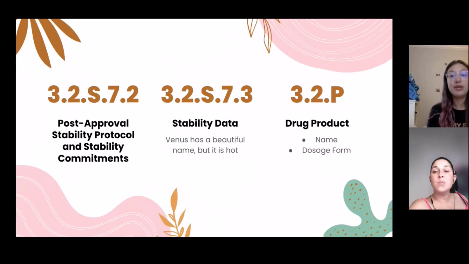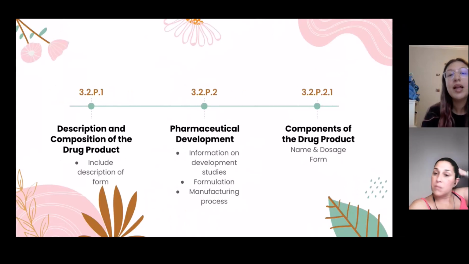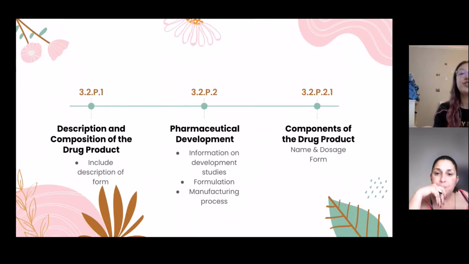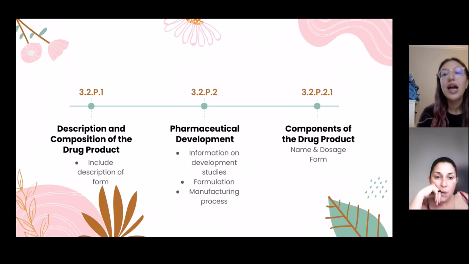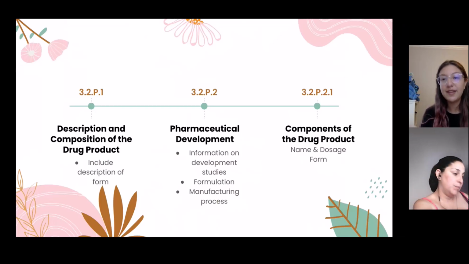3.2.P is a whole section about the drug product. So you have to tell them the name. And instead of telling them the manufacturer, they're going to start asking you about the dosage form. So to look into 3.2.P, there's a description and composition of the drug product. So this is a description of the drug product and its composition, specifically providing the dosage form, the list of components in the dosage form.